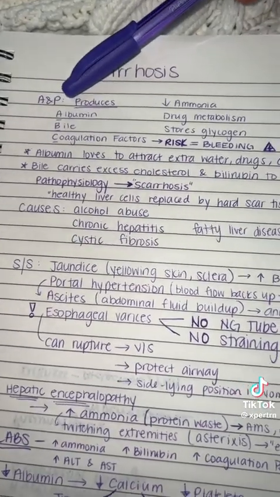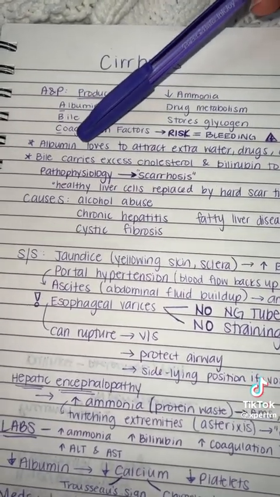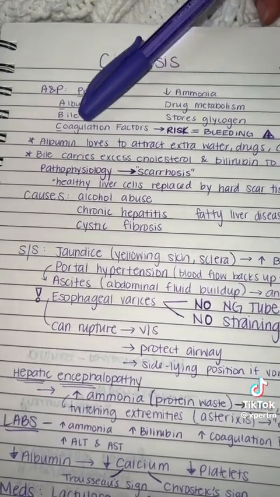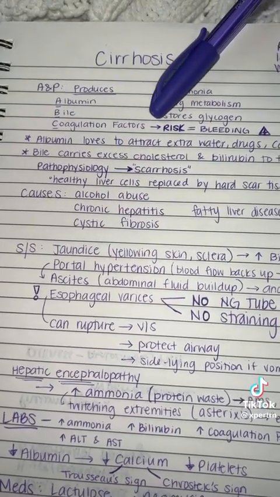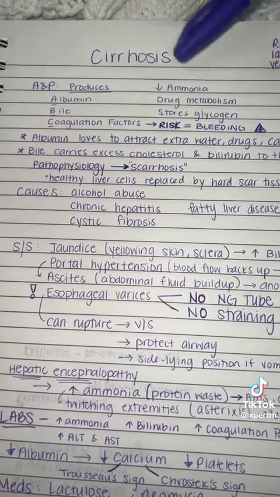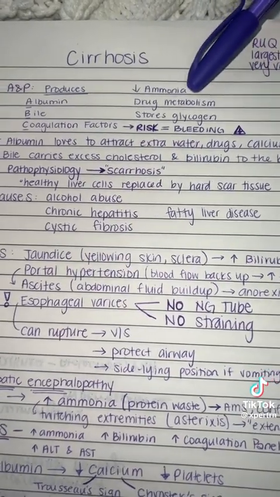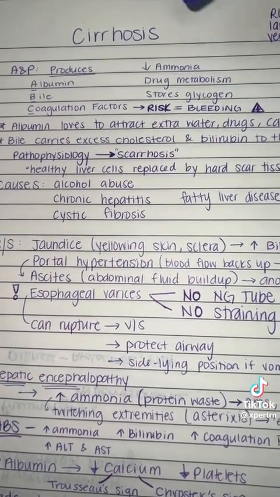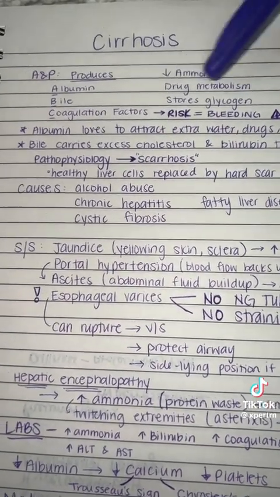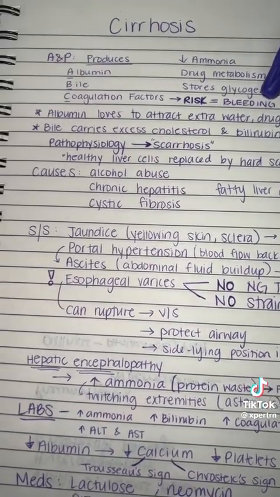So anatomy and physiology, our liver produces ABC: albumin, produces bile, and produces coagulation factors. So that's why we're always going to have a risk for bleeding when our patient has cirrhosis. It also helps to decrease ammonia levels, and ammonia is a protein waste. It also helps with drug metabolism, and it stores glycogen.